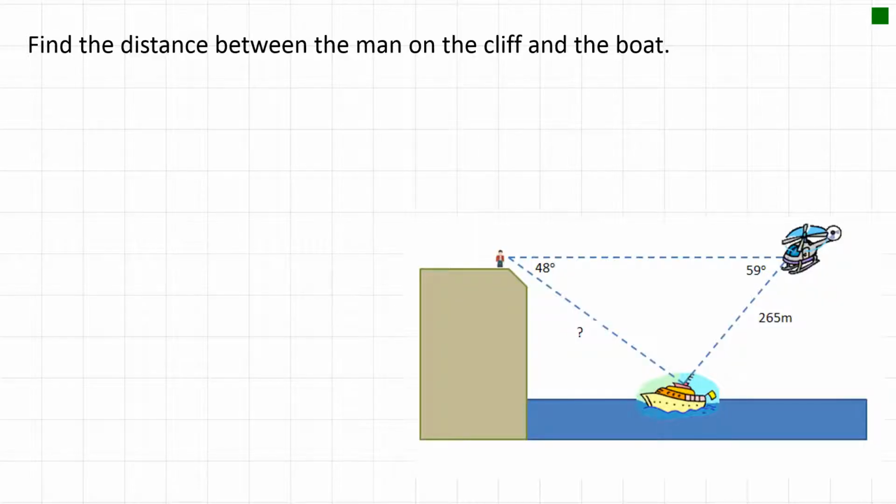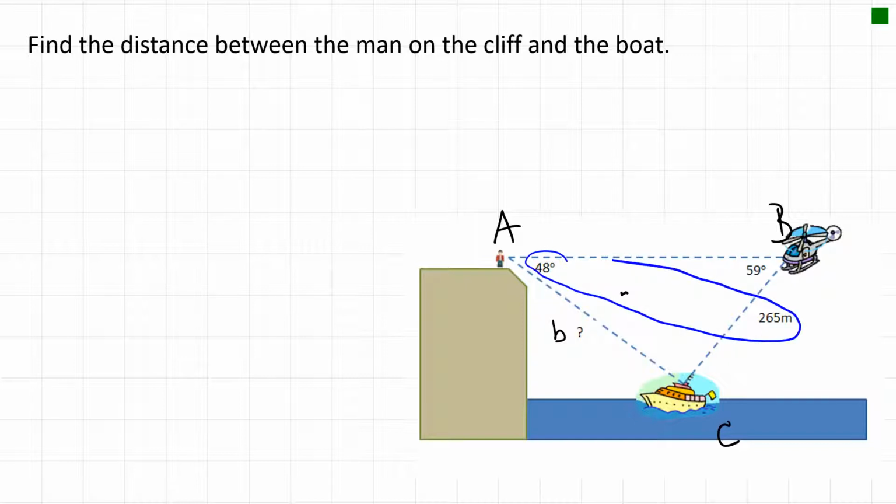So here we are again with this problem, and I'm going to put in the labeling we had decided in the last skill, and we are wanting to find side b. And we know that one way to figure out whether or not the sine law is an appropriate law to use is if we have the angle and the opposite side, that combination tells us the sine law is the best way to solve this.